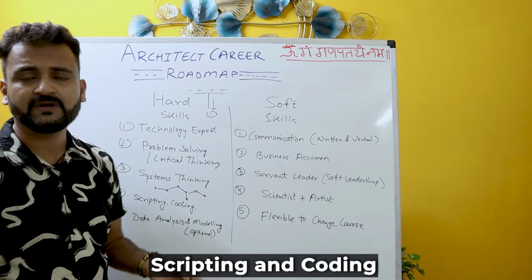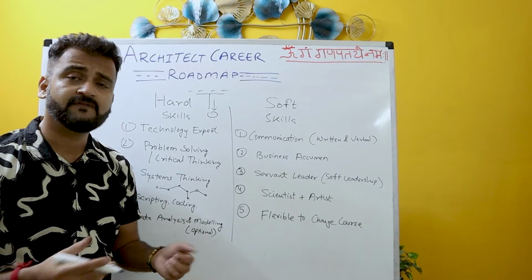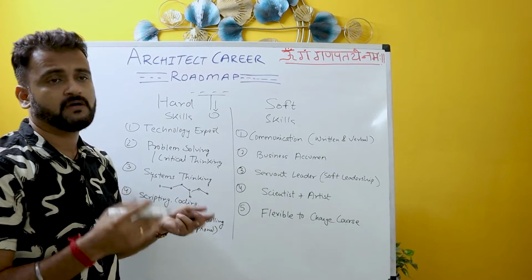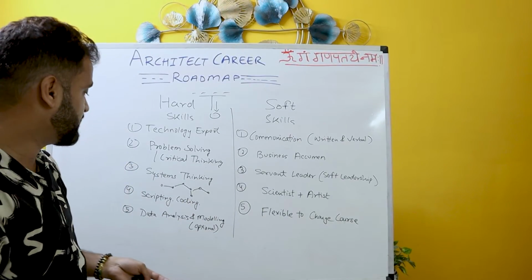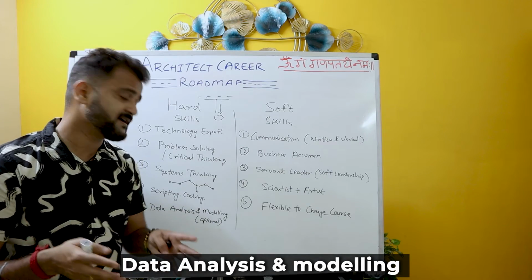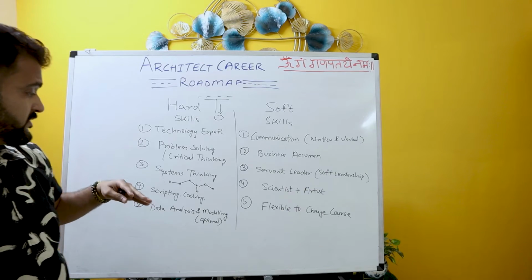Scripting and coding nowadays are paramount. There were times 10 years back where you could have done with some of the architect roles without coding, but now basic scripting and coding knowledge is a must. Data analysis and modeling is mandatory for a data architect, but optional for others. But yeah, a very good skill to have anyways.